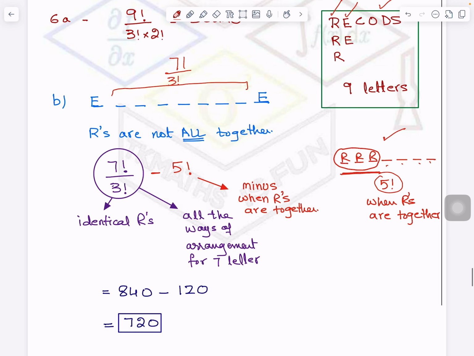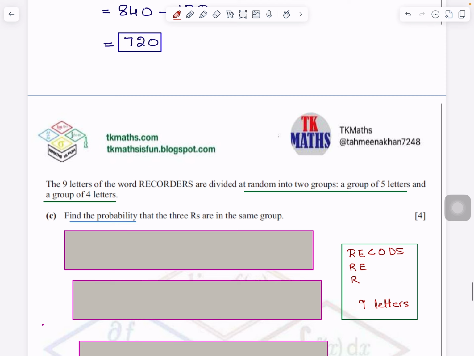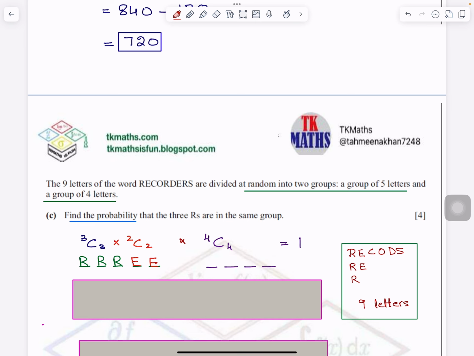Right? Now there was the last part of the question. The 9 letters of the word RECORDERS are divided into 2 groups. Now the groups are of 5 letters and 4 letters. And we have to find the probability. So be very careful. This time it is talking about probability. So again put the dashes so that you can clearly understand. This is my first group with 5 letters. This is the second group with 4 letters. Condition was R's in the same group, 3 R's. So I have taken this case first.